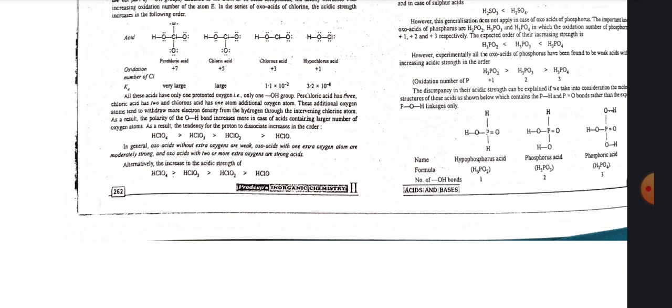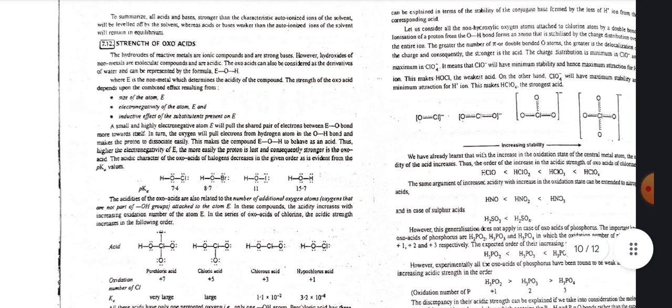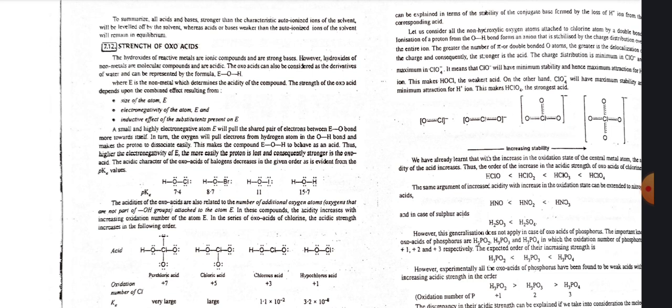In general, oxoacids without extra oxygen are weak. Oxoacids with extra oxygen atoms are moderately strong. This can be explained in terms of the stability of the conjugate base formed by the loss of H positive ion from the corresponding acid. Let us consider all the non-hydroxylic oxygen atoms attached to the chlorine atom by a double bond. Ionization of the proton from the OH bond forms an ion that is stabilized by the charge distribution in the ion. The greater the number of pi or double bonded atoms, the greater is the delocalization of the charge. Consequently, stronger is the acid.